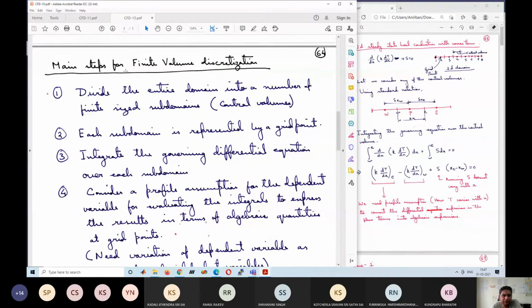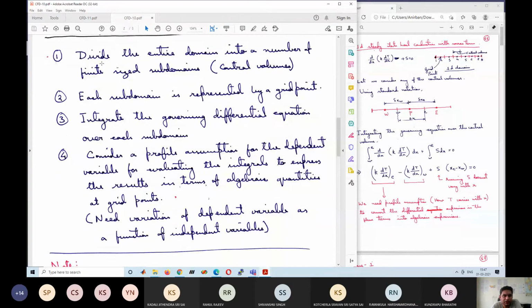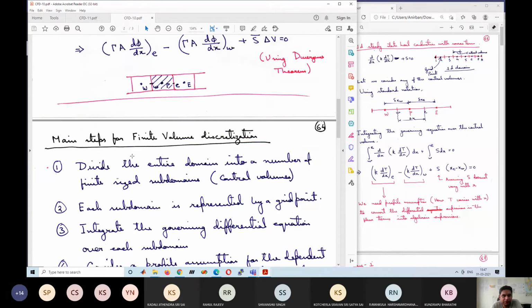And then we have discussed the main steps of finite volume discretization. Divide the entire domain into a number of finite size subdomains, which are known as control volumes. Each subdomain is represented by a grid point. Then integrate the governing differential equation, as we have seen, over each subdomain. We have seen it for one subdomain. Up to this point we have derived.